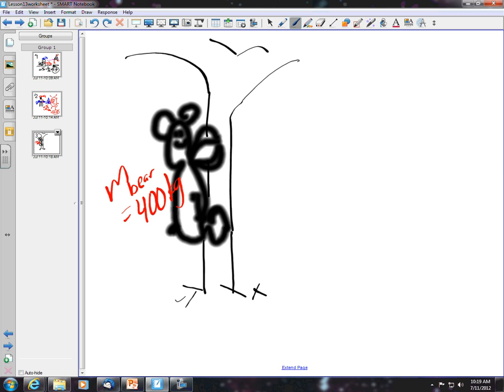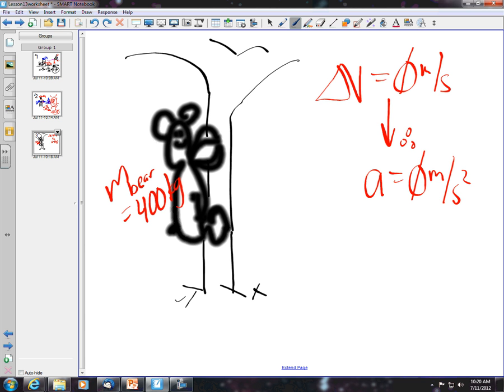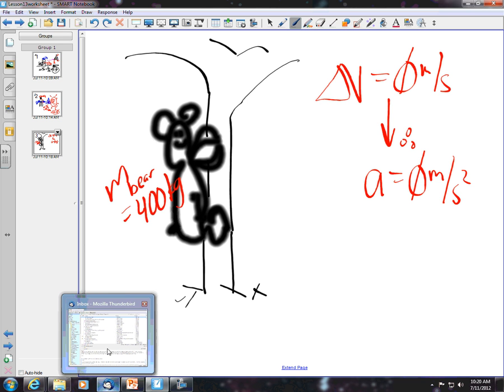How much friction force? Hold on, there's an important point here. Constant velocity means the change in speed is 0. Therefore, acceleration is 0 meters per second squared.